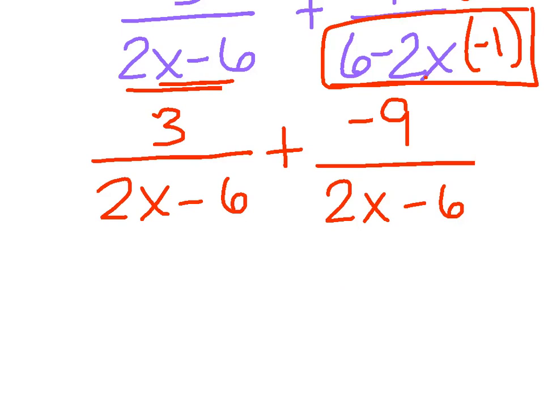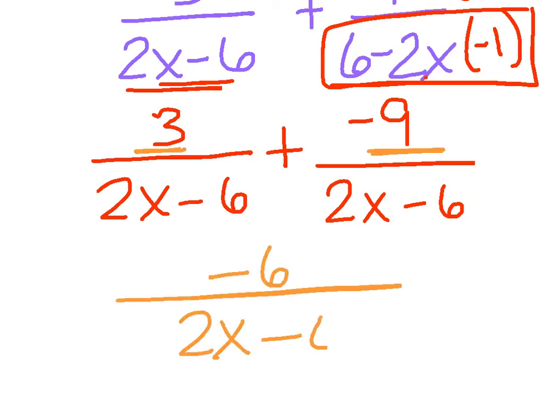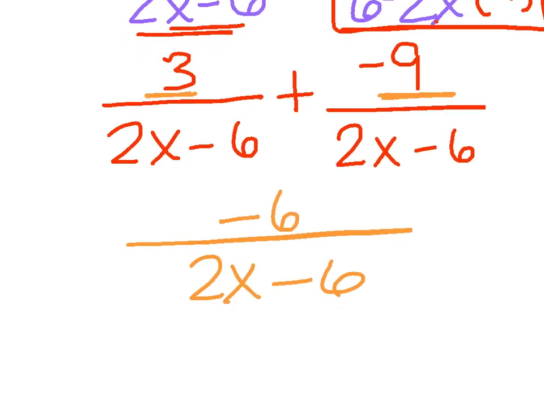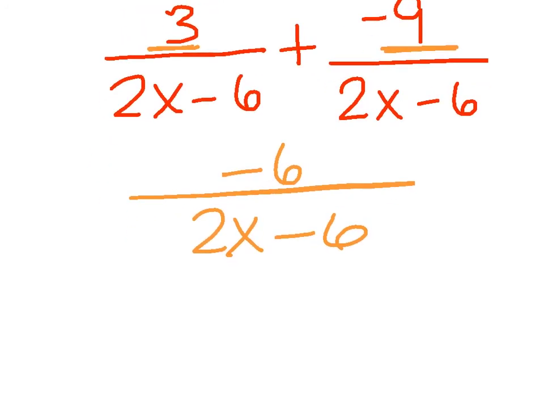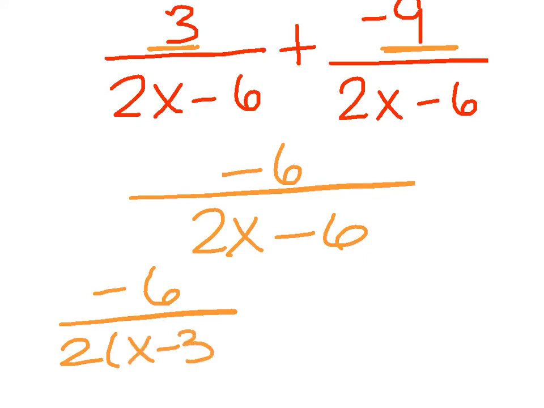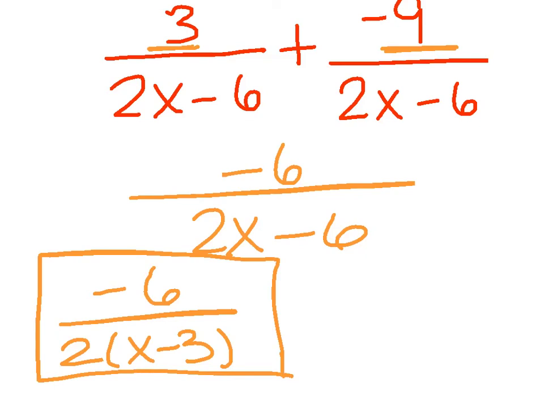Now that the denominators match, I'm simply going to add the numerators together. So 3 and a negative 9 make a negative 6 all over 2x minus 6. Now remember, if I can factor anything, that's my goal, but you'll notice I cannot cancel this negative 6 and this negative 6 because we're not multiplying terms together. So I can factor the bottom, and I'm going to get 2 over x minus 3. Now nothing cancels, but again, my goal is to factor and see if anything does.